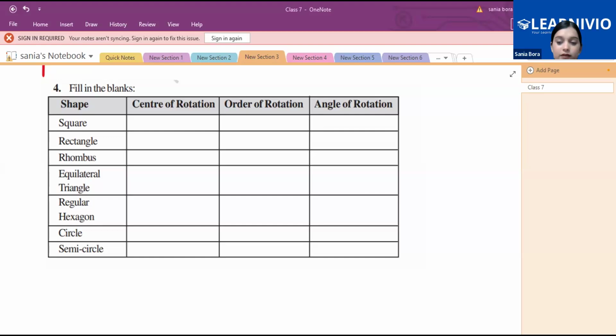Okay. Should we discuss? Has everybody finished? Yes, ma'am. Anyone who's still doing? Shreya, Mariam, Wali. No, ma'am, I finished. Okay. Square. Okay, first one, Shreya. Square. Center of rotation would be? First one. Center of rotation would be?